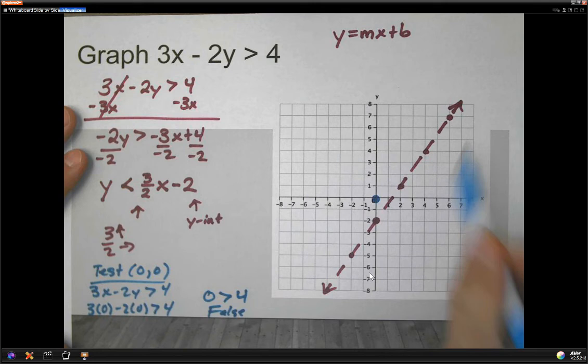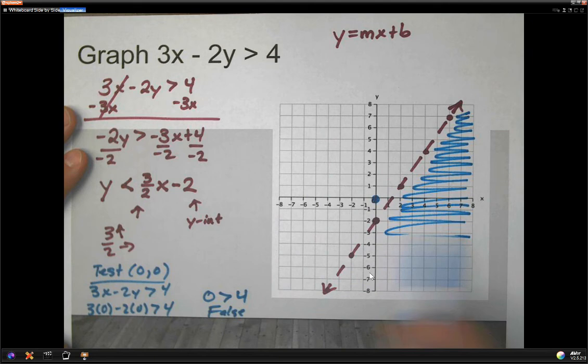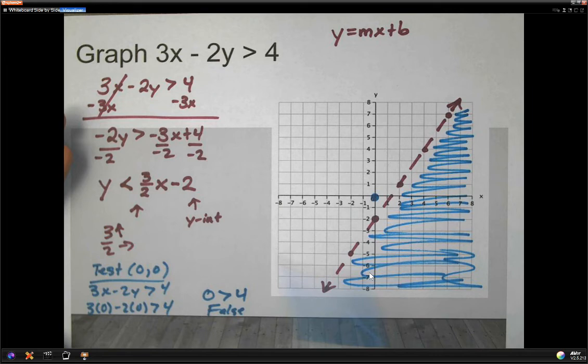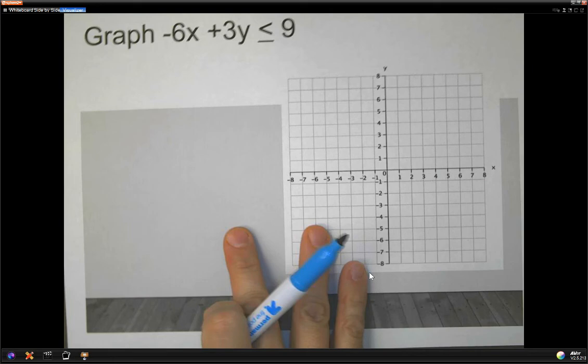That means the other side should be the side that should be shaded, which matches up to what we had here, right? Less than. Everything less than the graph was everything below the graph. Okay. So if you're unsure about which side to shade, go to that test point. Okay, it's very helpful. It can guide you in which way you should be shading. All right, let's try one of these on your own.